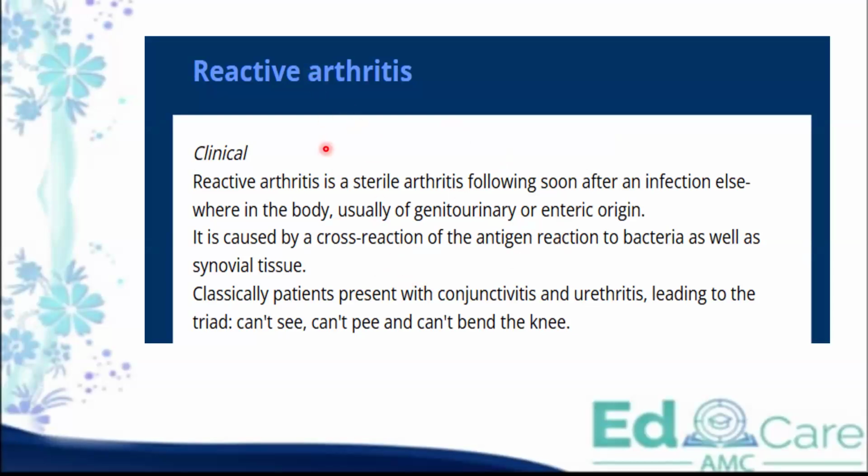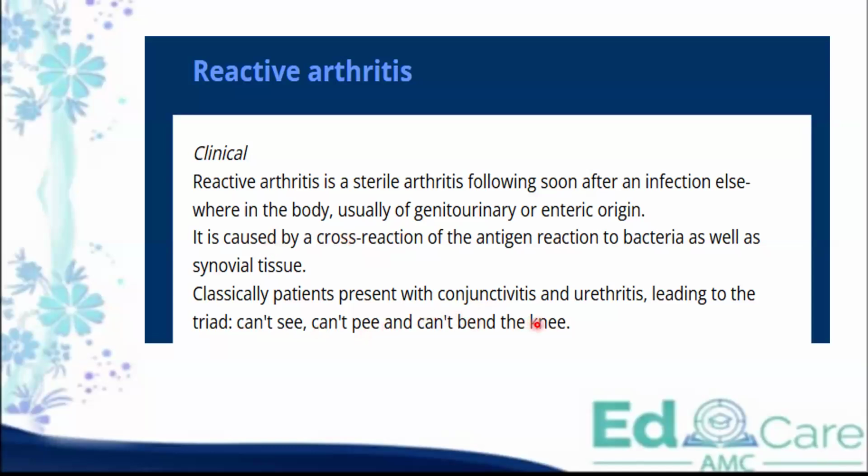So this is known as reactive. And then there is some cross reaction between the bacteria that cause the diarrhea or the UTI and the synovial tissue. So they will basically attack the synovial tissue as well. The antibodies that were formed in the body to fight this GU infection or the diarrhea will later go and attack the synovial joint, confusing it for the bacteria, right? So this is why it develops after the disease, right?